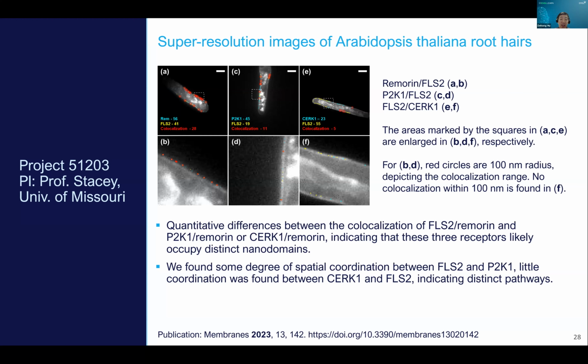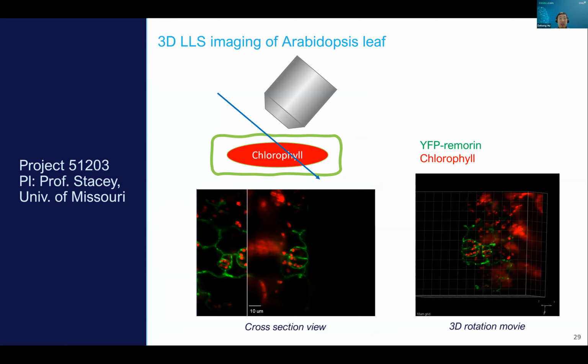Now we have the lattice light sheet microscope, so we can really study the plant leaf. The beauty of the lattice light sheet microscope is that the excitation is from the side, so there's no big chlorophyll fluorescence in the back. So it's very clear, and there's no background.